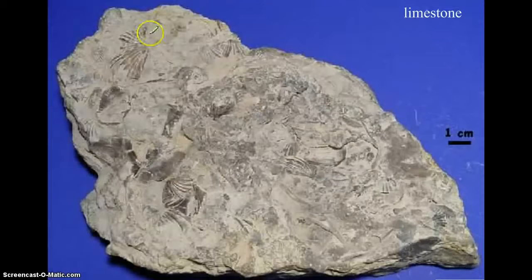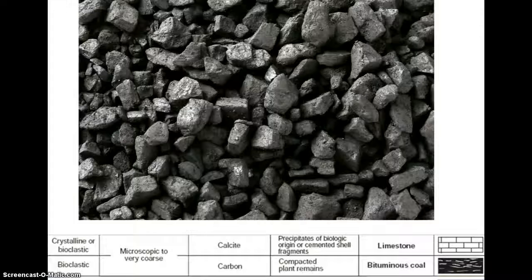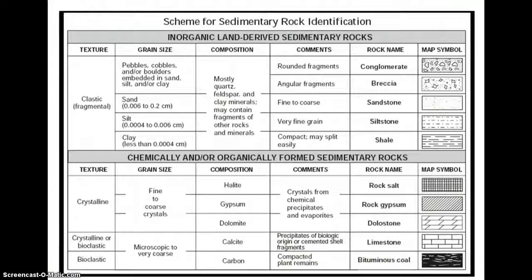Here's another piece of limestone. We can see fossils of shells. So this would have a bioclastic texture, pieces of living things. And then the final rock on here is bituminous coal, which is basically formed from dead plant remains, which have been compacted over millions and millions of years. So much pressure has basically turned the plants into coal. So again, it has a bioclastic texture.